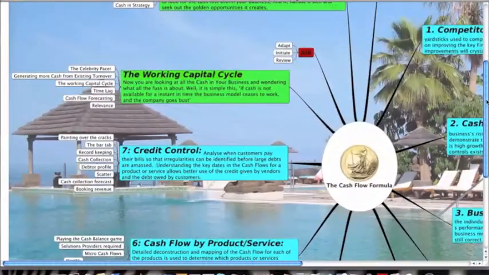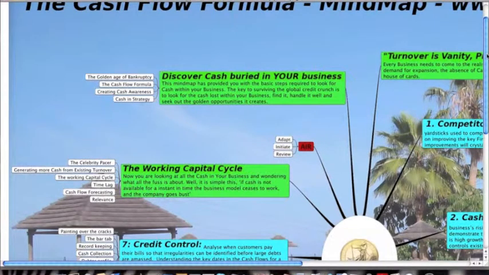And then we're going to look at booking revenue. Cash should only be realized when it arrives into the bank. Everything else is just optimistic faith. And finally, discovering cash buried in your business. The review of your business.